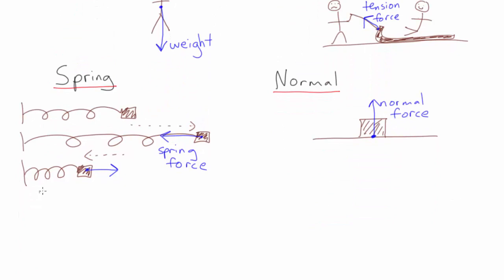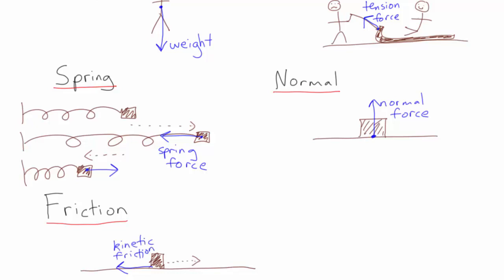The force of friction opposes the motion or the attempted motion of an object and is parallel to the contact surface between two objects. If an object is moving, then the force on it is called kinetic friction. For example, a puck on ice slows down to a stop due to kinetic friction.